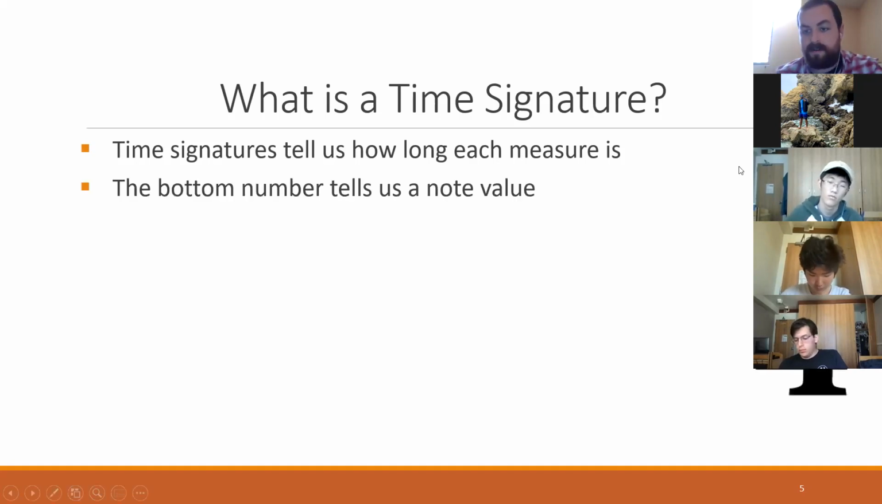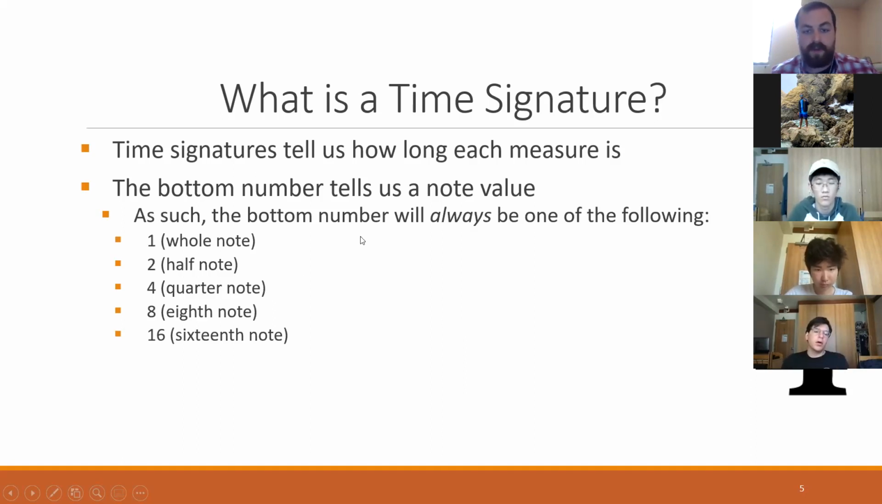The bottom number tells us a note value. So the bottom number gives us a number that represents one of our notes. For instance, 4 is the number we use for quarter notes, 4 quarter. 2 is the number we use for half notes, and so on, because 1, of course, is whole note. So we can actually think of applying the names of our notes to this bottom number. Quarter note equals 4 on the bottom.